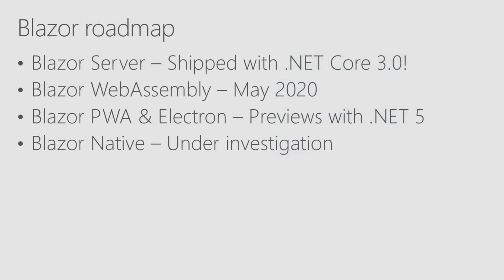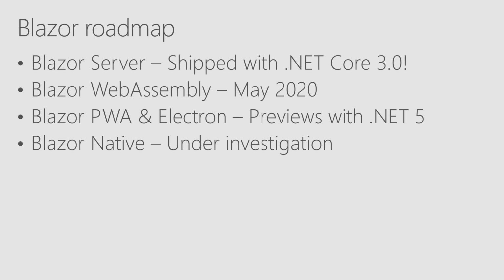All right, so this is what the roadmap now looks like for Blazor. Blazor Server is available today. It is supported in .NET Core 3.0. If you want to build a Blazor Server app and deploy it into production, you can do that right now. Go ahead and download it, install it. It's great. You can start adding some rich interactivity to your existing .NET web applications.